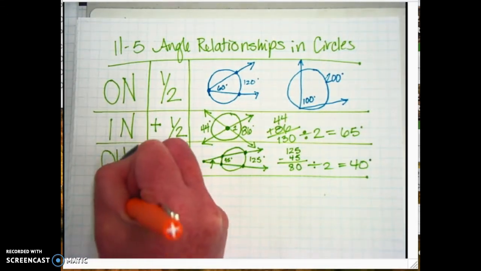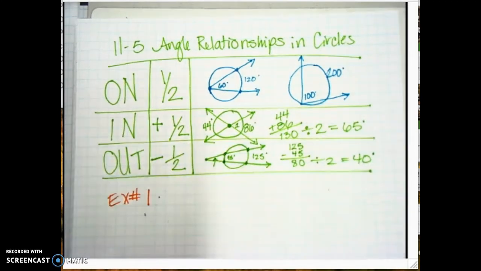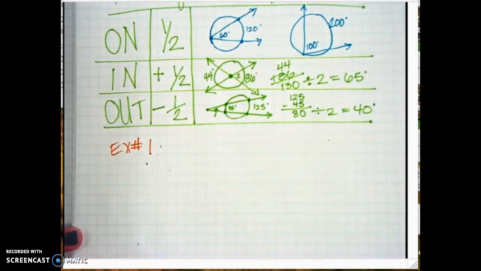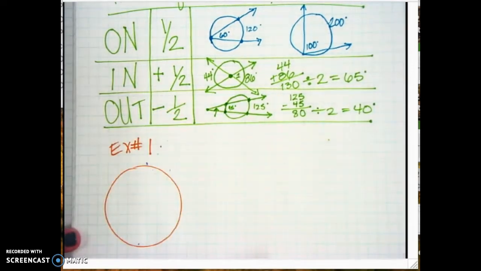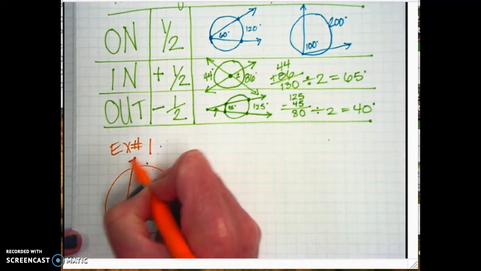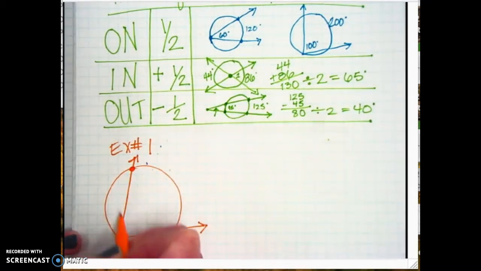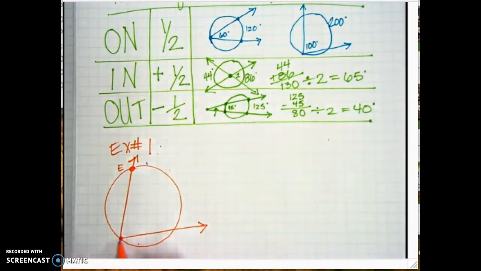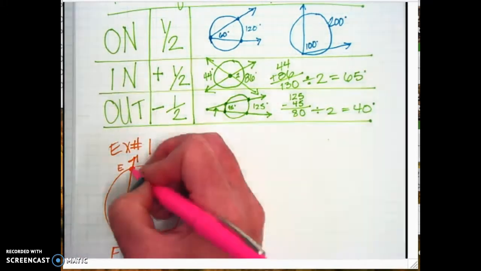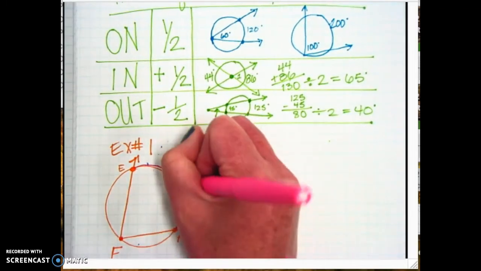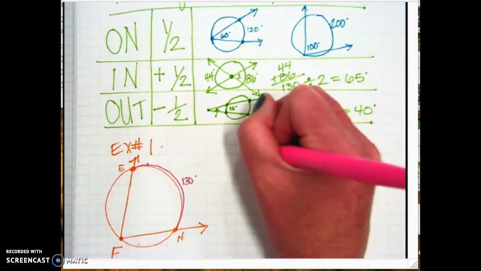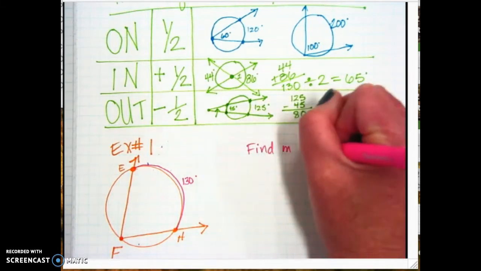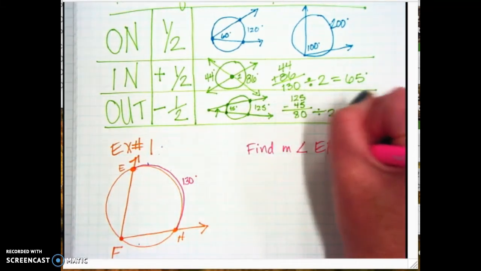All right, example number 1. And of course, we're going to start by drawing a what? Circle. Okay. Start by drawing a circle. We're going to have an angle over here. This intersection point is E. This intersection point is F. This intersection point is H. And this arc right here is 130 degrees. So I want you to find the measure of angle EFH.